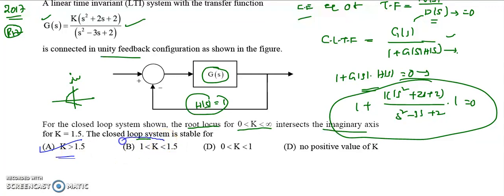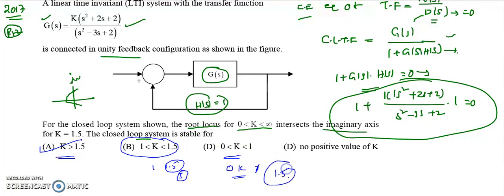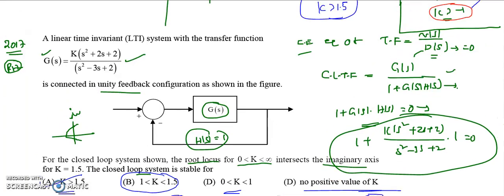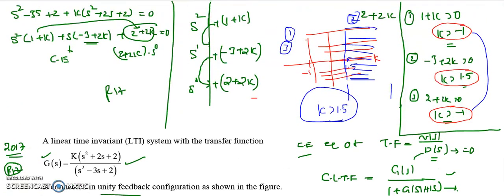So you should not take this option, where he said from 1 to 1.5. Why? Because only after 1.5 are all three conditions merging. This other one also does not fit, because here k is between 0 and 1, but my system is stable only for k greater than 1.5. And here it says no positive value of k, but here we have all the positive values of k, from plus 1.5 to plus infinity, for which my system is stable. So here the answer is k greater than 1.5. It is a way of solving such problems. With the help of the RH criteria, we find the condition on k to get the stability of the given system. Okay, thank you.